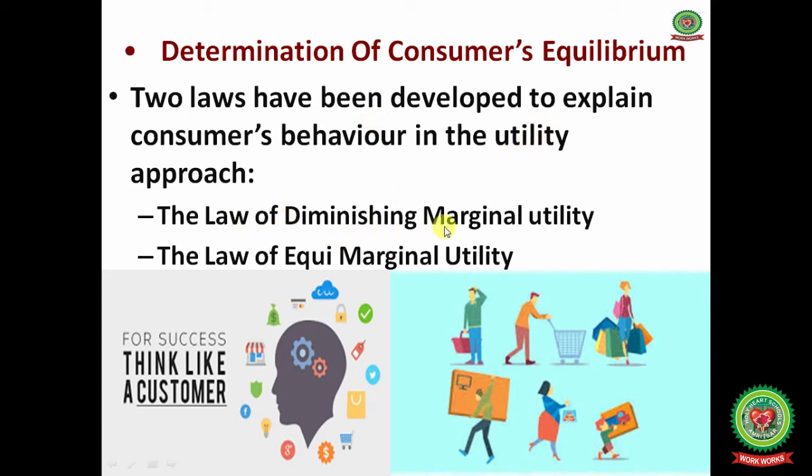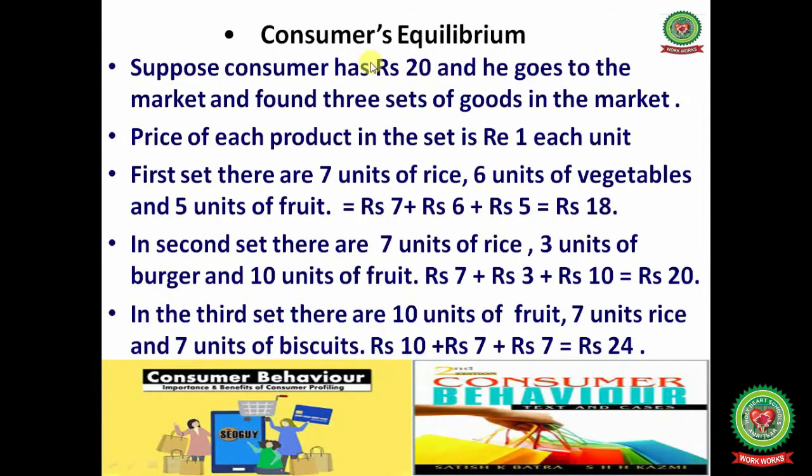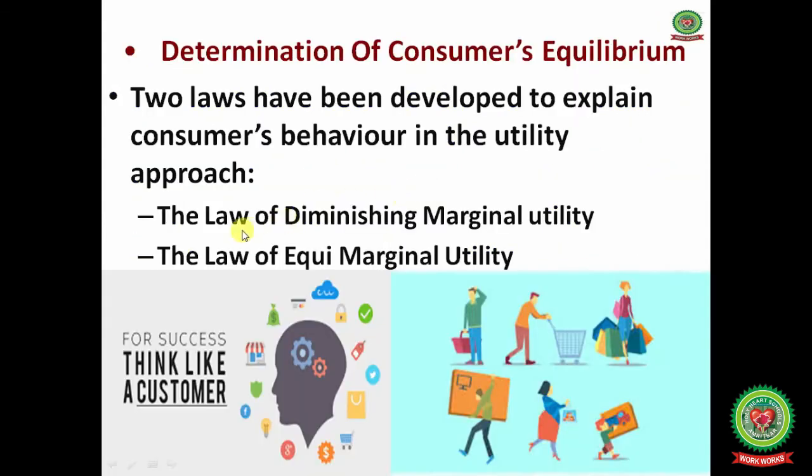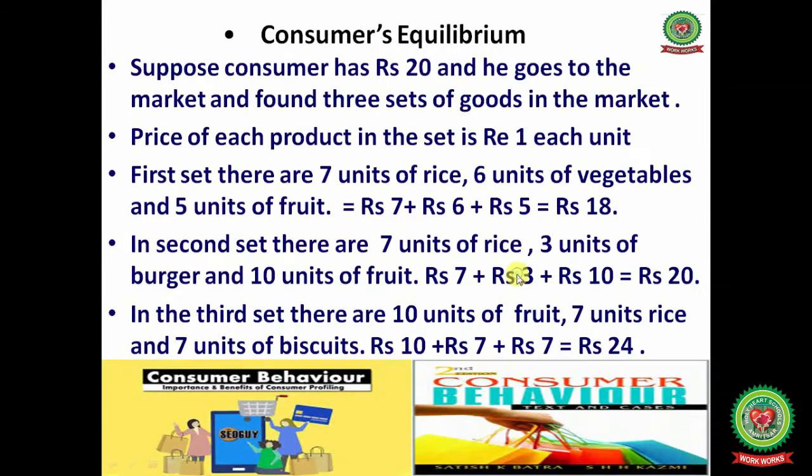Next one is determination of consumer's equilibrium. Two laws have been developed to explain the consumer behavior in the utility approach. First one is the law of diminishing marginal utility and second one is the law of equi-marginal utility. Consumer's equilibrium first we will discuss.